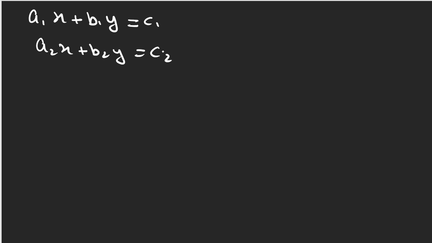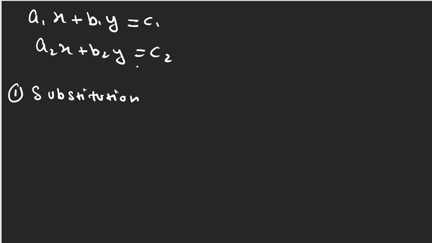So suppose that we have an equation a1x plus b1y is equal to c1. The second equation is a2x plus b2y is equal to c2. We all know a1, b1, c1, a2, b2, c2, all these are called coefficients, and x, y are variables. Now we have three methods to solve this problem. Solving this problem means finding the value of x and y. First is called substitution.